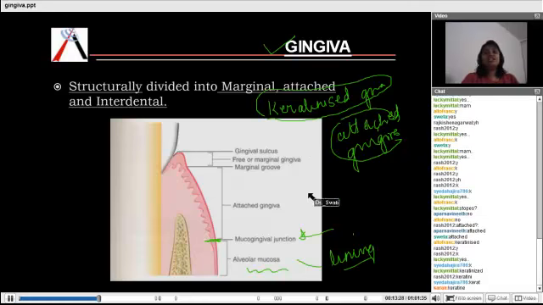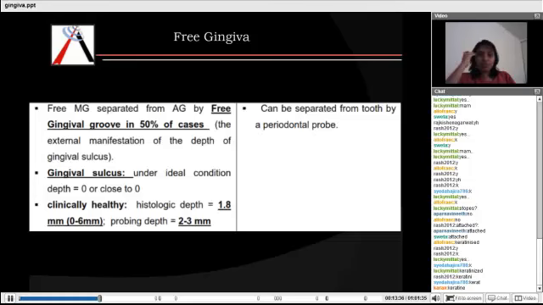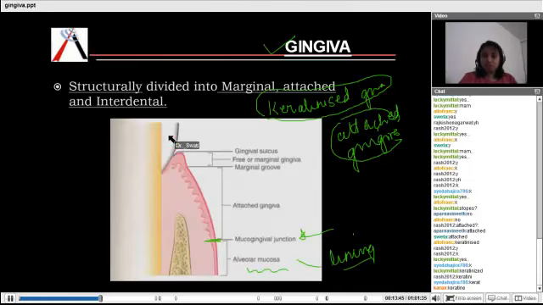The attached gingiva is a part of the keratinized gingiva, while the marginal gingiva is the remaining part of it. Okay, so hope you get that difference, and with that we move on to see individual gingiva, that is free gingiva and all that. Now in the last slide we saw the marginal gingiva. Let me talk about one more thing.